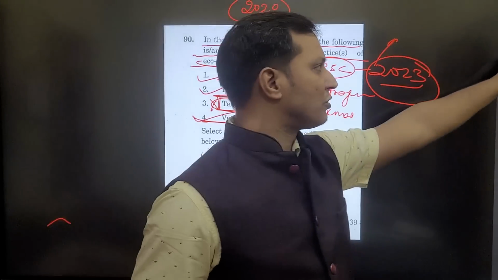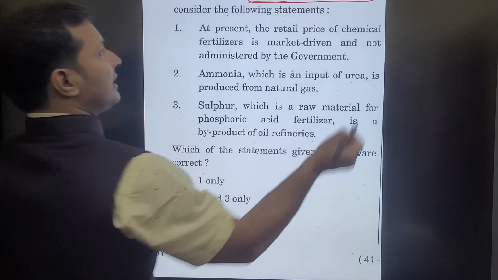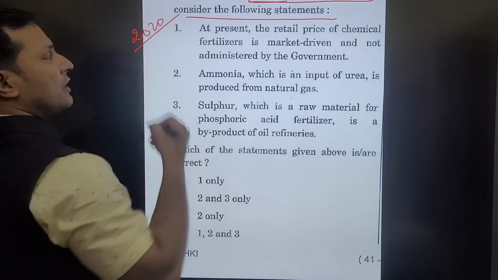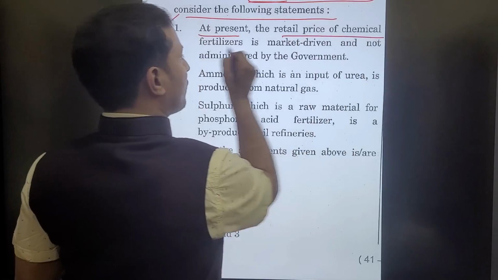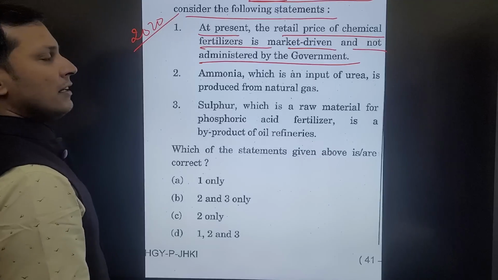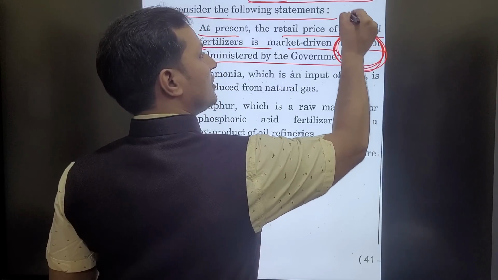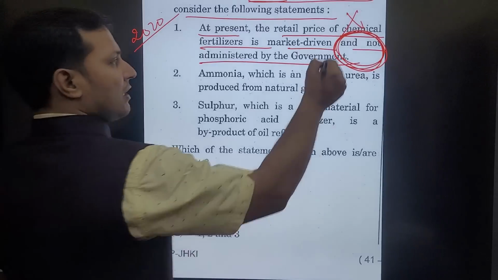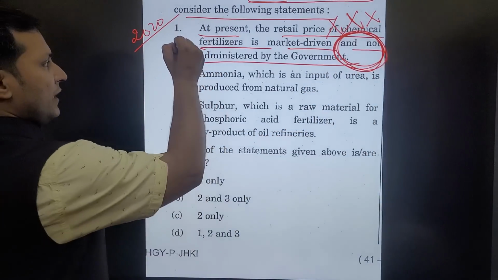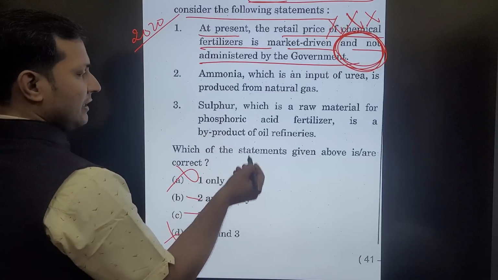Okay, let us see the next question. These are 4 questions we have solved. Let us see this question. With reference to chemical fertilizers in India, consider the following statements. All 2020 questions, again I repeat, all 2020 questions. Statement 1: At present, retail prices of chemical fertilizers is market driven and not administered by the government of India. Guys, I have told you, whenever compound sentences with "and not" or "but" are used, generally those statements are incorrect. We eliminate this, we get 2 or 3 only, and 2 only. Let us see just 3.